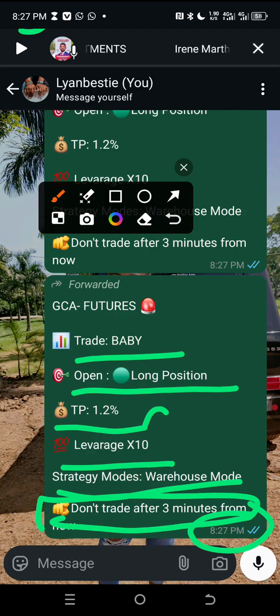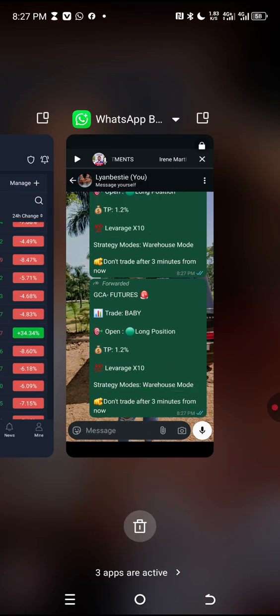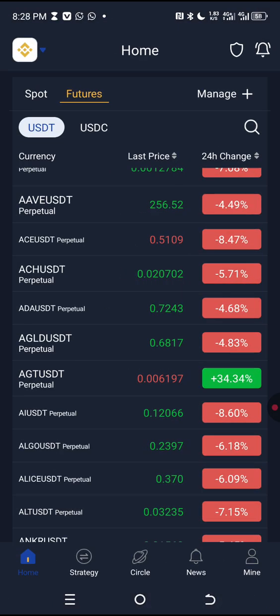So this signal has been sent at 8:27. I can't enter it at 8:30. The 3 minutes have passed. That is why you have to set all those things. You have to set fast, and then be ready to enter. So how do you set this signal?